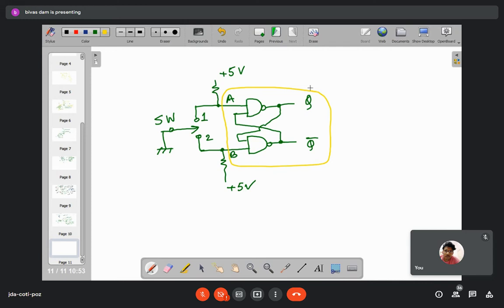This is my basic NAND latch. The portion enclosed with a yellow border, that is the basic NAND latch, isn't it? Yes, sir. So it has got two inputs A and B, and the outputs are Q and Q bar. And we are assuming that we will try to prohibit the 0-0 input combination at A and B.